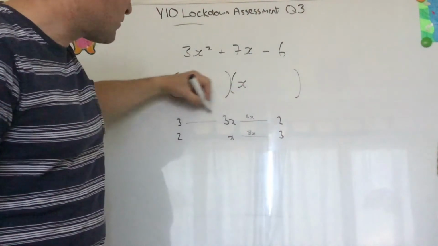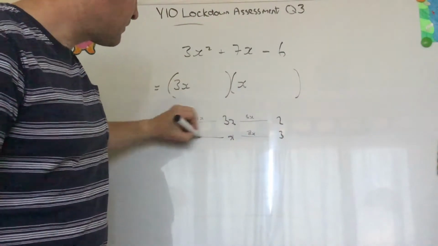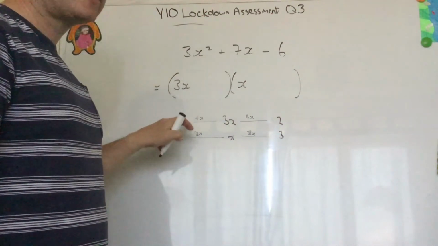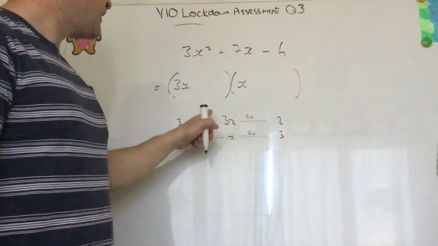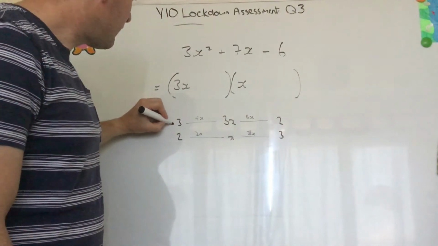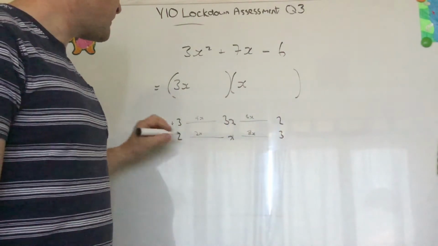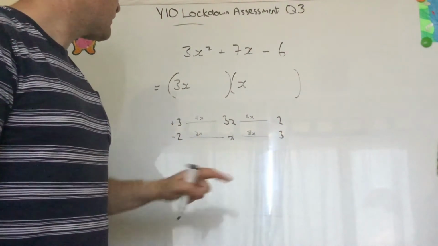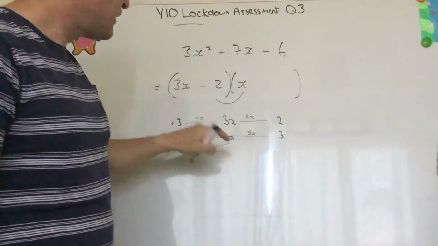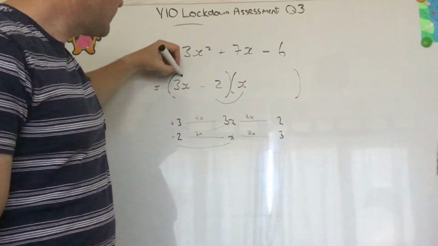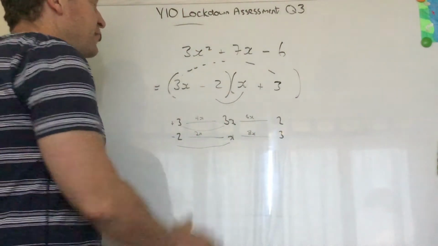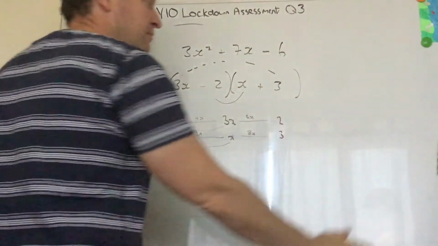Okay, so let's try this one. 3x times 3, 9x. x times 2 is 2x. Is there any way of combining 9x and 2x to get 7x? Yeah, I can do plus 9x minus 2x. Okay, so if I want plus 9x, that 3's got to be positive. And if I want minus 2x, that 2's got to be negative. Okay, I'm going to times the x by the minus 2, and times the 3x by the plus 3. So they go in opposite brackets. Okay, so my final answer is 3x minus 2 times x plus 3.